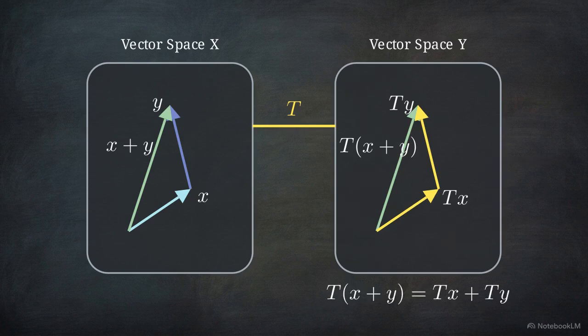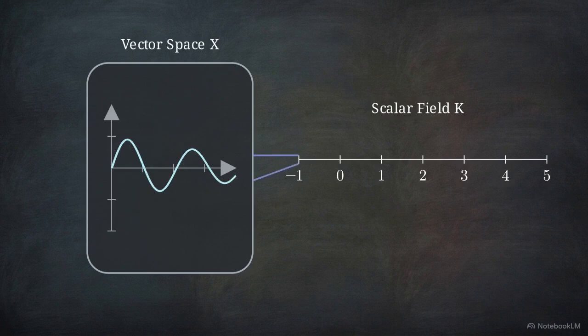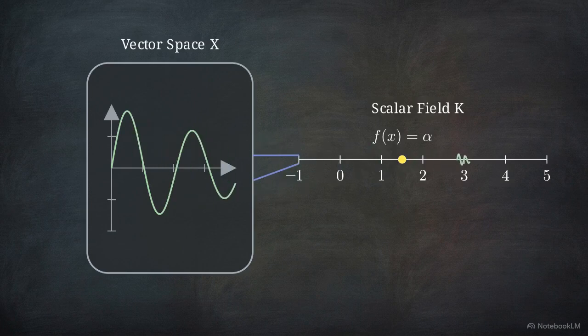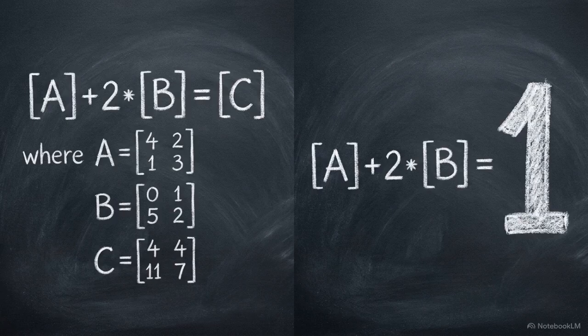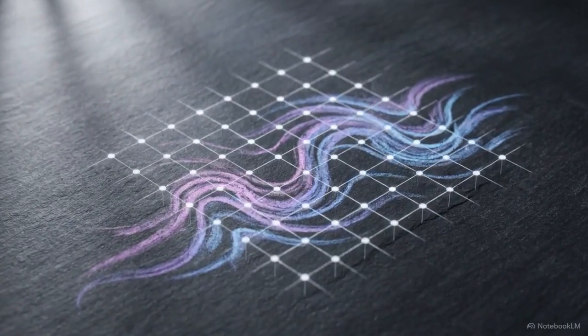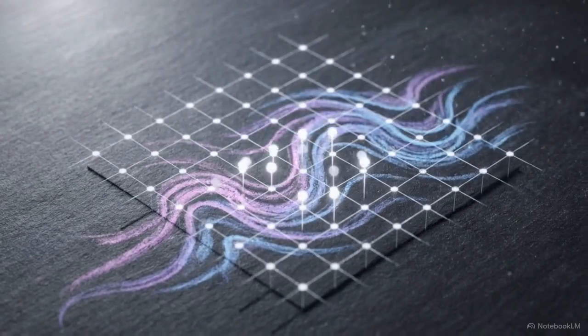A linear functional is a specific type of operator with a very restricted destination. It takes a vector from space X and maps it to a single point on a one-dimensional line. Its output is always a scalar. While they are often categorized separately, functionals are not a different species of mapping. The algebraic requirements are identical to any other linear operator. The only distinction is that the codomain is limited to the underlying scalar field. This scalar reduction is what allows us to construct dual spaces and define the adjoint operators used to represent observables in quantum mechanics.